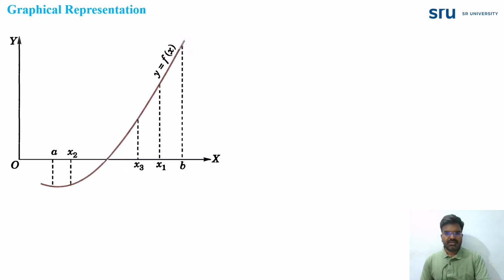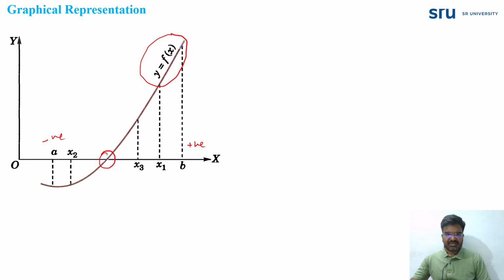Now you can see the graphical representation of the bisection method. See the function y equals f of x. This function has a root at this point. This is the root of this function. And the function has opposite signs at a and b. At a the function is negative, and at b the function is positive. We have to identify this value of the root.